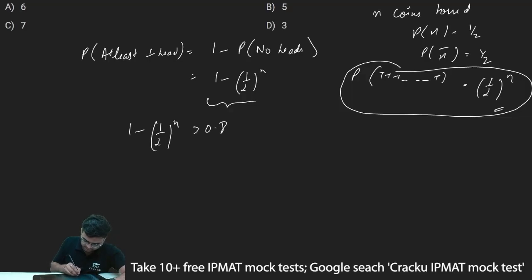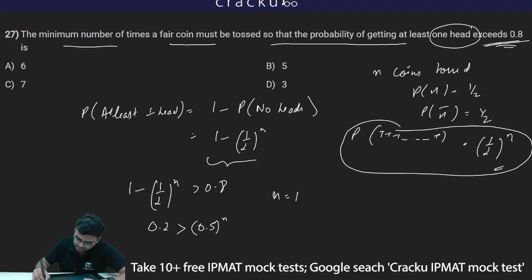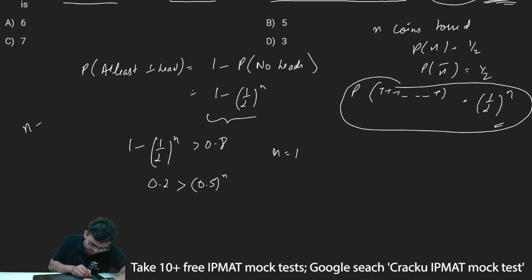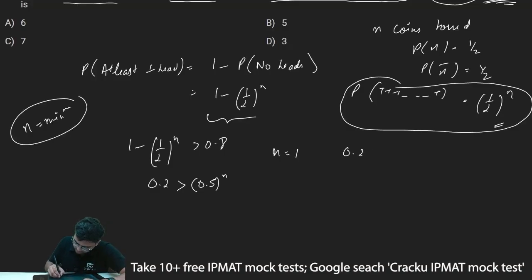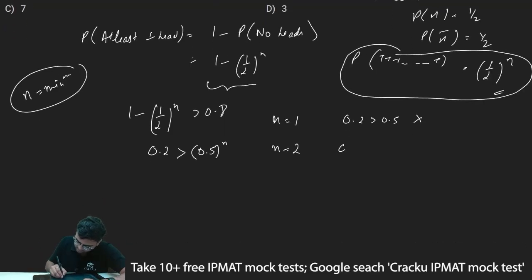If I further solve this, this will be 0.2 is less than 0.5 to the whole power n. Now 1 by 2 is 0.5. I'll substitute the values of n to see which of the following is satisfying the condition. Since I have to find the minimum number of trials, I have to find the minimum n. So if n is equal to 1, is 0.2 greater than 0.5? This is not true. Then we have n is equal to 2. So 0.2 is greater than 0.5 whole square, which is 0.25. So again this is not correct.